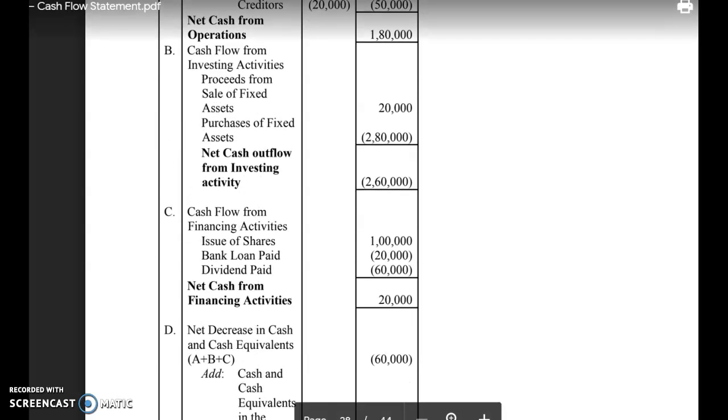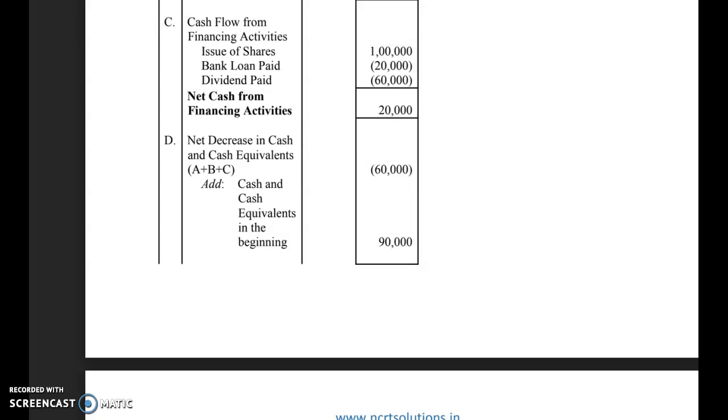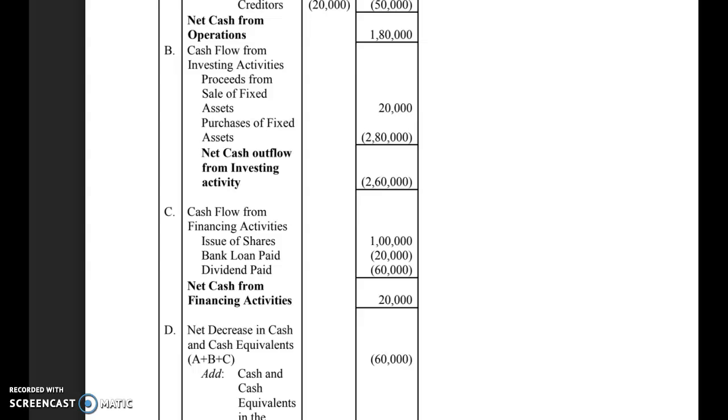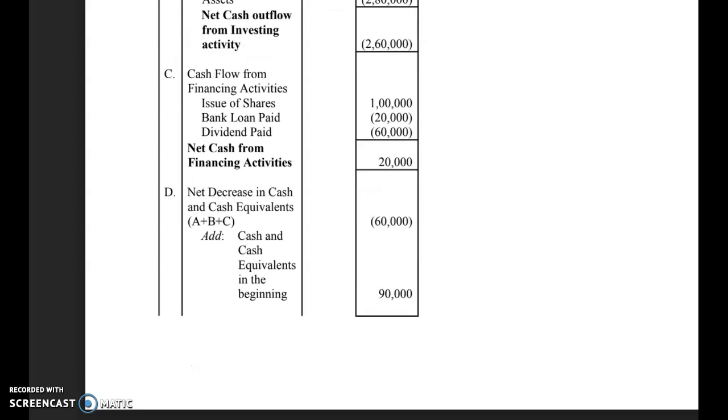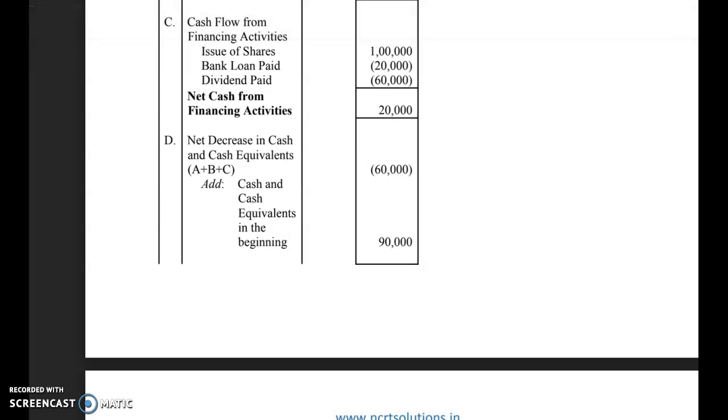So when we mutually adjust these three items, 1,80,000 plus, 20,000 plus, 2,60,000 minus, we find that the net effect on cash and cash equivalents is 60,000 minus, that is, an outflow of cash. Once again, 1,80,000 is plus, 20,000 is plus, 2,60,000 is minus, so minus is more. So the net decrease in cash and cash equivalents is rupees 60,000.